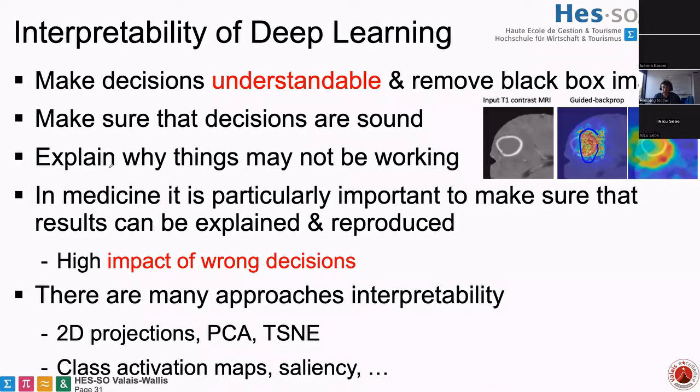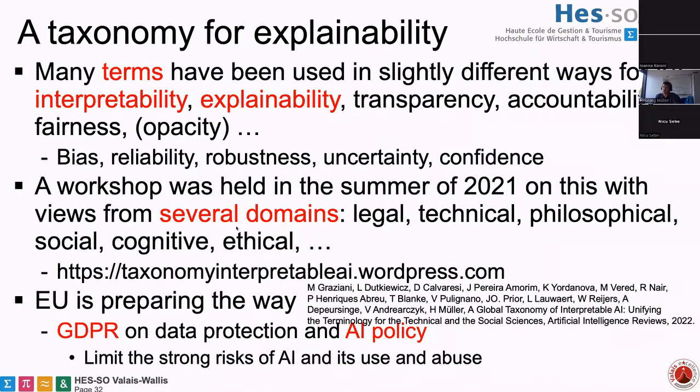And that's where we started. In the AI for Media project, we actually went one step further, and we wanted to look at all of the different terms around explainability, interpretability, transparency, accountability, fairness, bias, opacity, reliability, robustness, uncertainty, confidence, etc. Because there's actually a fairly big change also in the legal domain. So that's something that was done in AI for Media, where people analyzed the legal situation.